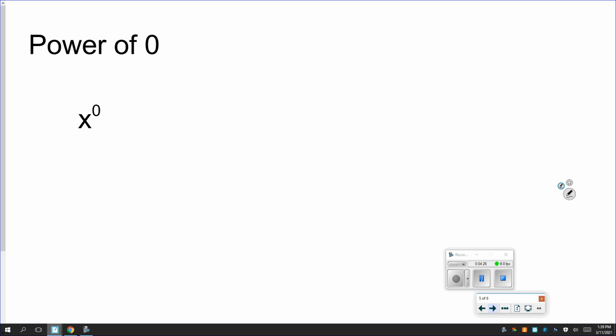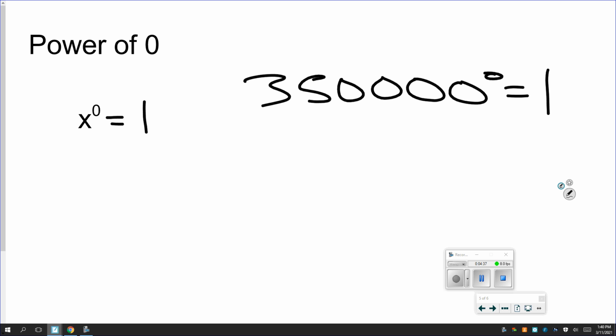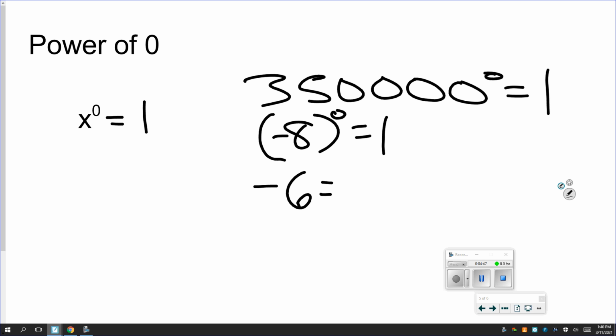Alright. Power 0. Anything to the 0 power is always going to be 1. So it doesn't matter what it is. If I have 3, 5, 0, 0, 0, 0 to the 0 power, it's still going to be 1. If I have negative 8 to the 0 power, it's still going to be 1. Now this one's going to be 1 because that negative's inside that parentheses. Now if you see this, that's going to be negative 1 because what your calculator does is it sees you doing 6 to the 0, which is 1, but then it tacks that negative sign back on. Alright, so if it's in parentheses, I keep it there. Alright, so always 1.